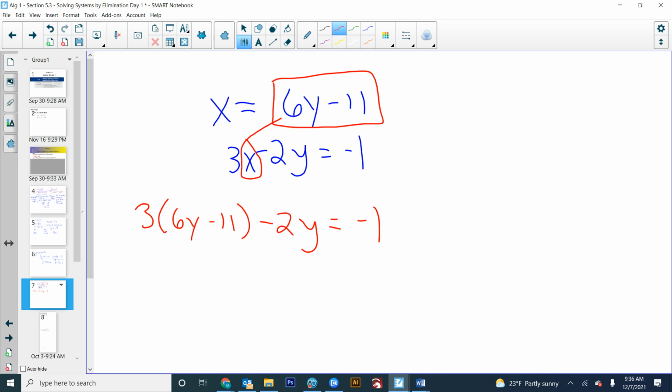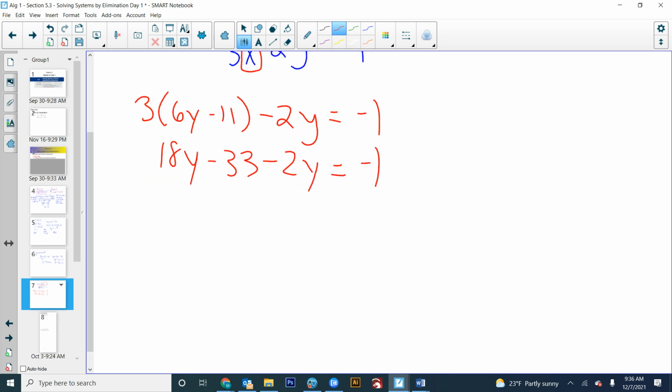Okay, what do we have to do with that 3? Leah, go ahead and distribute for me. 18y and then negative 33. And then bring down everything else. Okay, what are my y's? Jill, what are my like terms there, my y's? What's 18 minus 2? 16. 16 what? y.